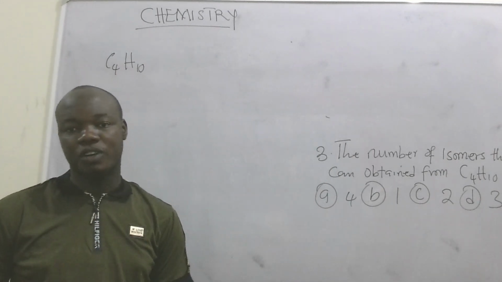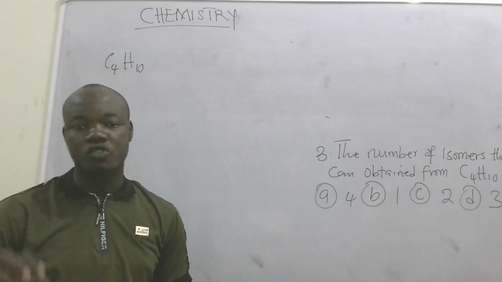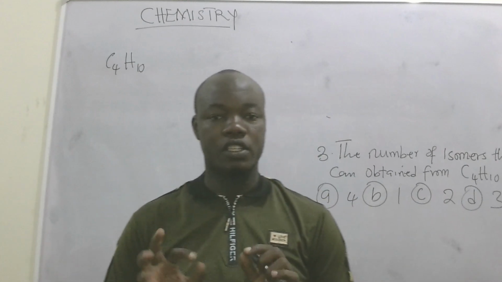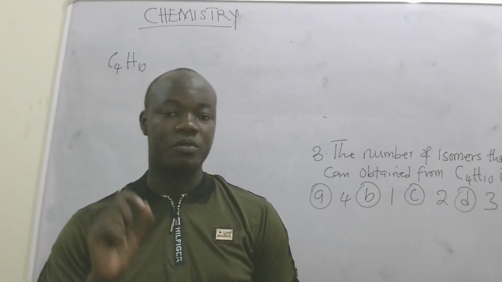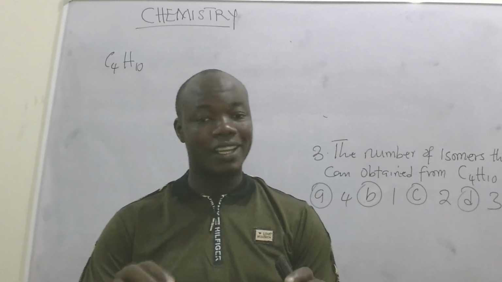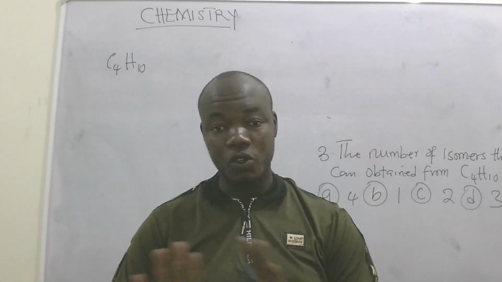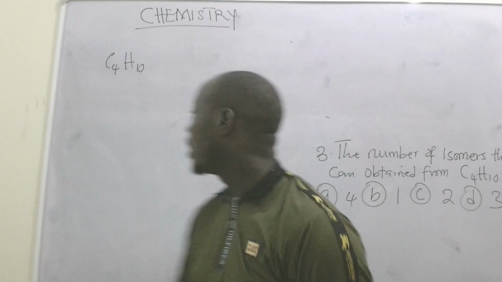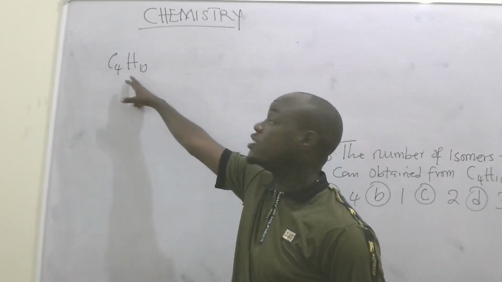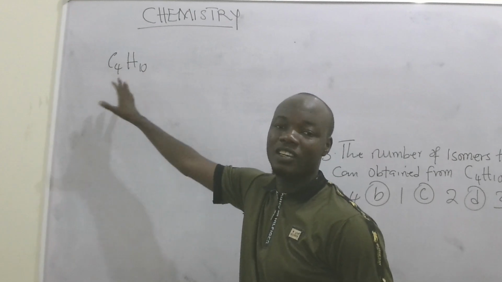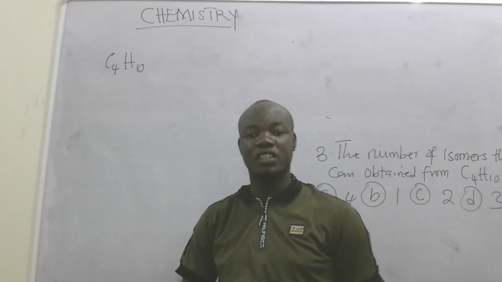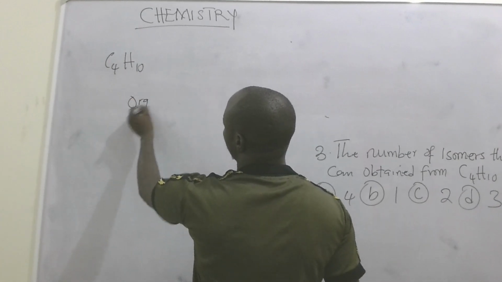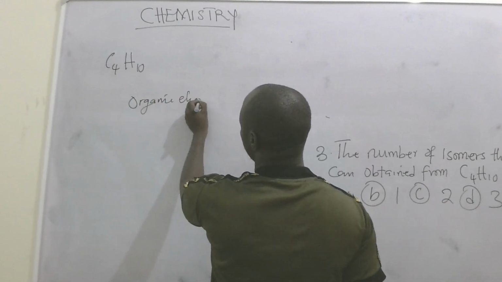From the basic knowledge of organic chemistry, remember that organic chemistry is the study of carbon and its compounds. This organic chemistry is divided into two: we have hydrocarbon and we have non-hydrocarbon. A hydrocarbon is a compound that contains carbon and hydrogen only. And of course, you can see clearly here, this is C4H10. So therefore, this is a hydrocarbon. And even within hydrocarbon, it is divided into two, in organic chemistry.